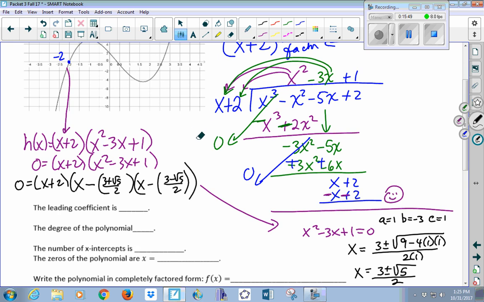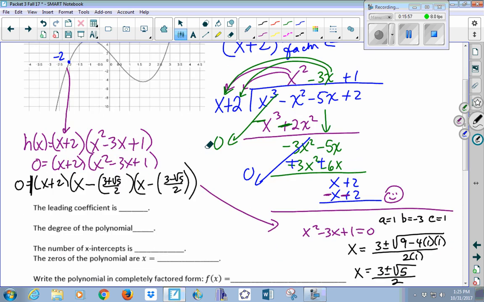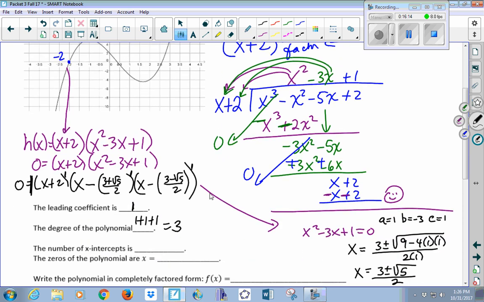The leading coefficient is a 1 here because it was a 1 up here. Remember that leading coefficient never changes. So the leading coefficient is 1. We have 3 linear factors. 1 plus 1 plus 1 is 3 for our degree. If we go back to the polynomial form, we see 3 is the highest power in the polynomial.